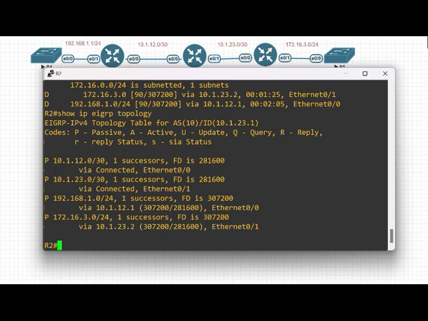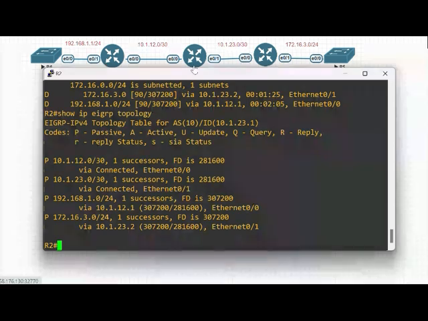Next, we have 10.1.23, and we also have one successor. There's only one best path to go to this network. And the feasible distance is also this, right? Because it's equal, both are Ethernet, right? So, and it's directly connected means there's only one hop to this network. So the feasible distance is equal.